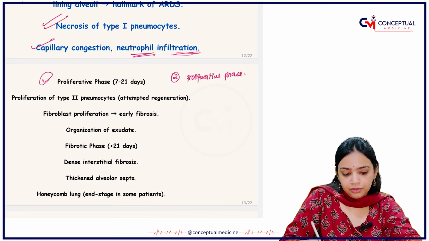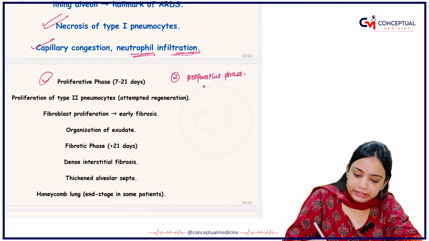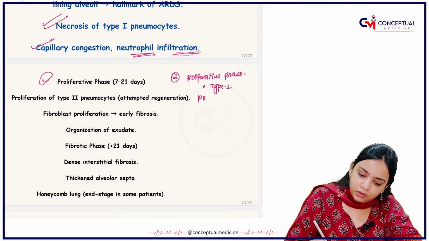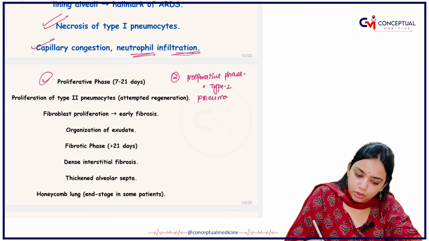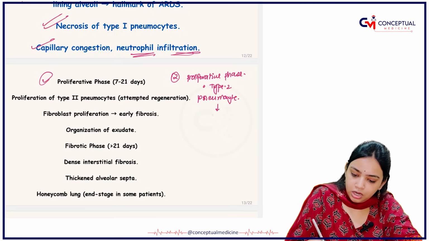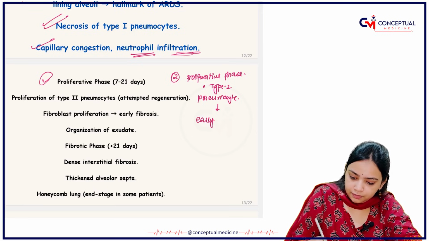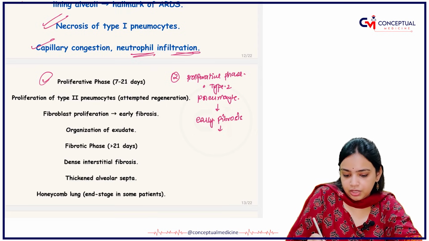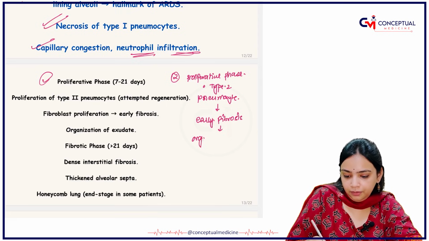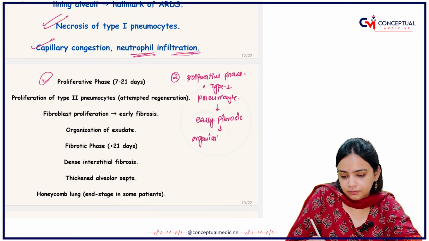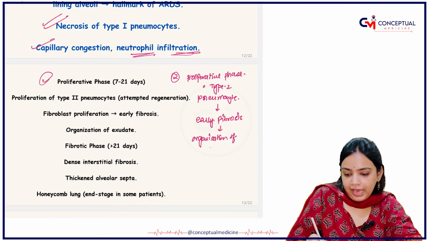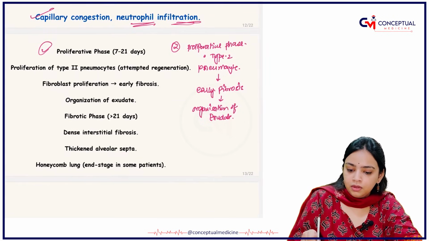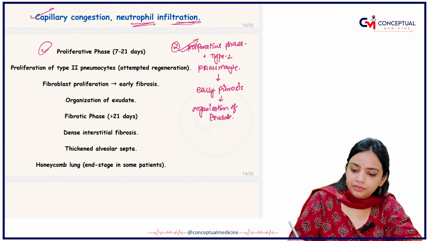What happens in the proliferative phase? You have the type 2 pneumocyte which causes the early fibrosis, as a result of which there is organization of exudates. So this was all about the proliferative phase.